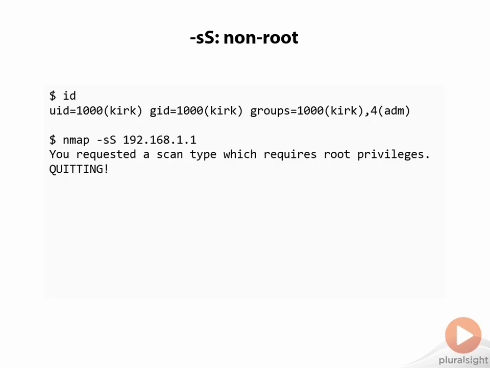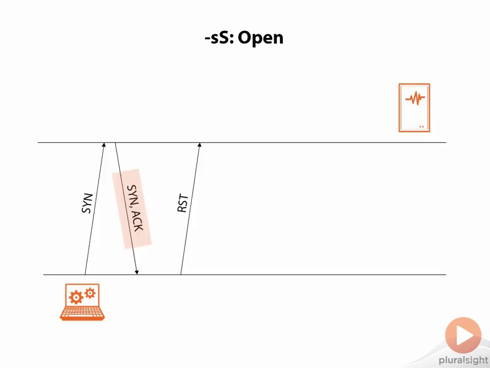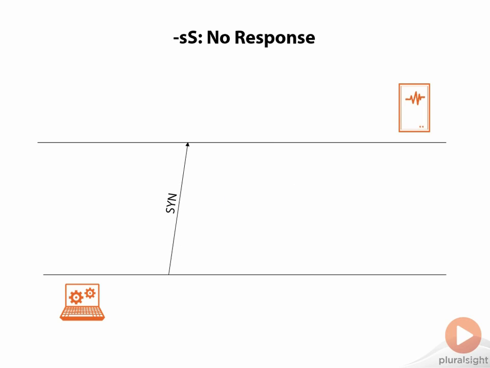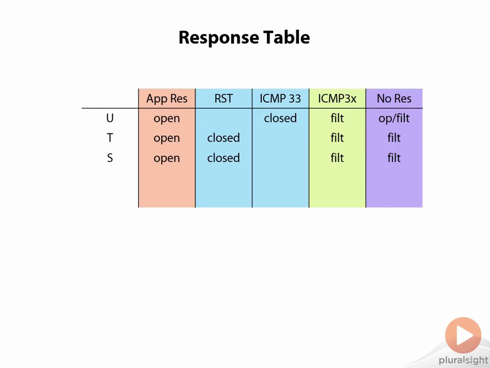If you attempt to execute the scan as a non-root user, Nmap barks at you and aborts. The results of a half-open scan are identical to a connect scan. Again, open ports are positively determined since a SYN-ACK packet is returned from the application. Closed ports are also positively determined since a reset packet is returned from the operating system on the target. ICMP error messages are interpreted as filtered, and if no response is received, the port is also classified as filtered. The results from the half-open scan are identical to the connect scan. Between the two options, it's best to perform the half-open scan unless you're scanning as a non-root user.